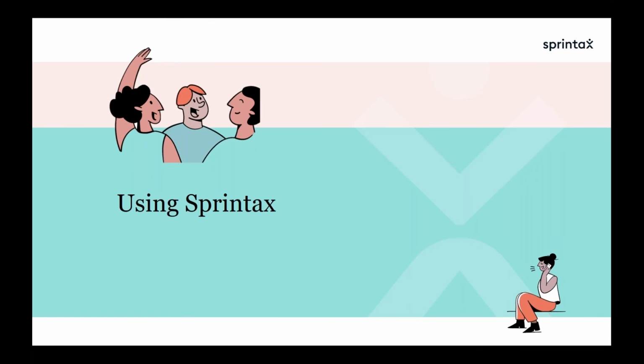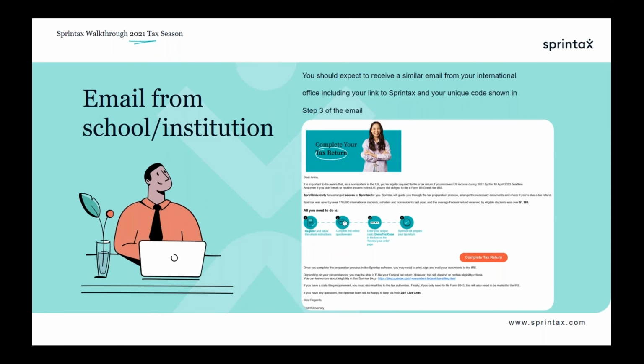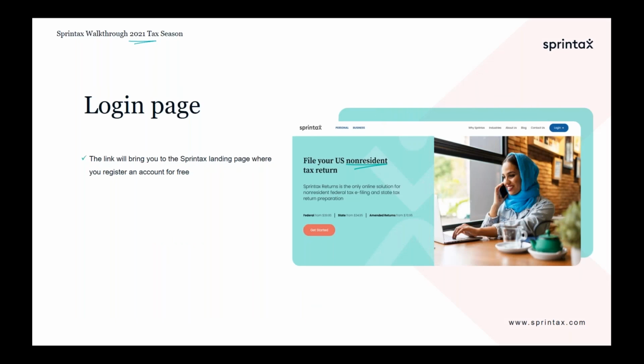And lastly, moving into the last section of today's session is using Sprintax to prepare your tax returns. Some of you may have received communication from your international office, tax office or payroll office in relation to Sprintax, and Sprintax supporting your school or institution's international population for the tax season ahead. You may have received an email similar to this outlining a link to Sprintax related to your school or university or institution, and there may also be a discount code included that may remove or discount some of the cost, depending on your school or university. When you follow the link to Sprintax, you'll either set up an account, or if you've used us before, you can quickly log in.